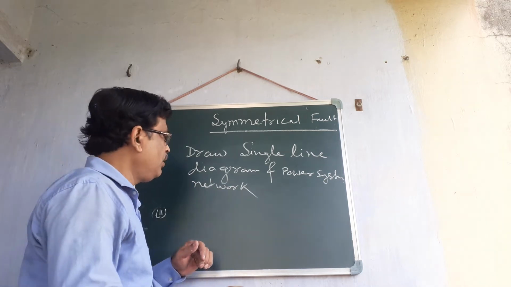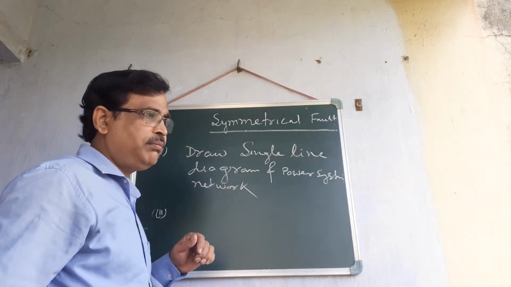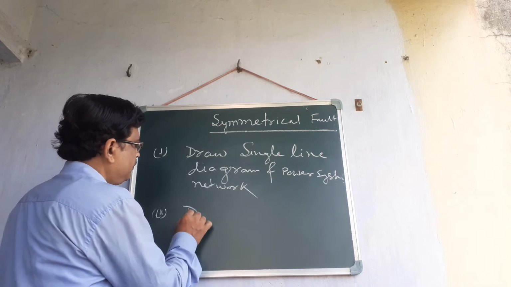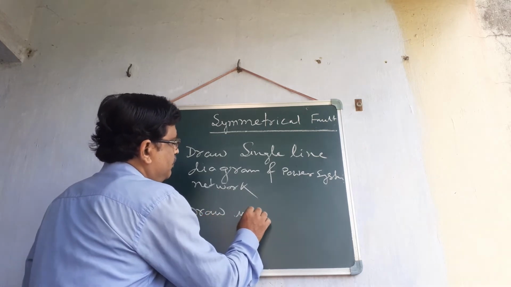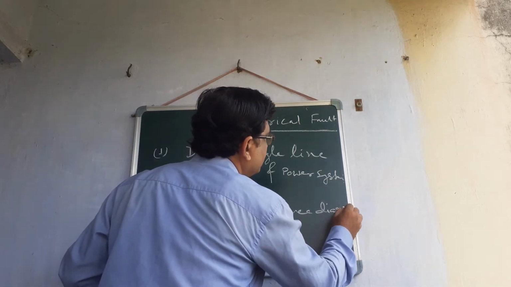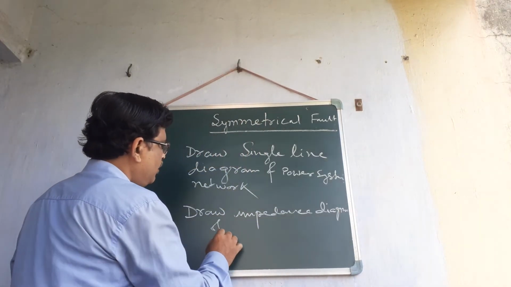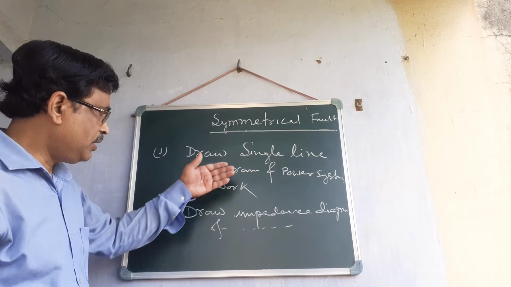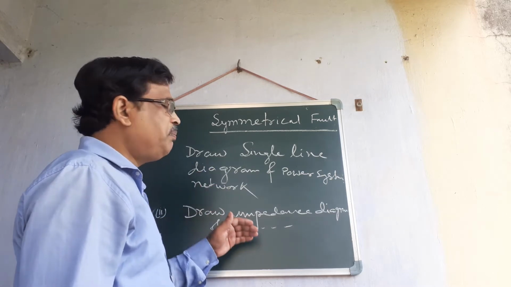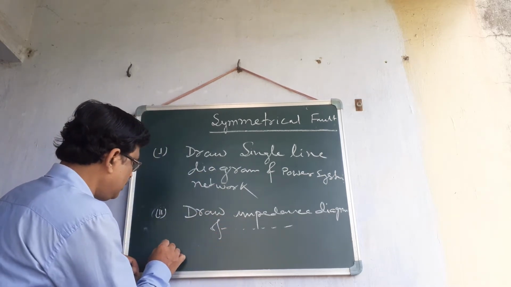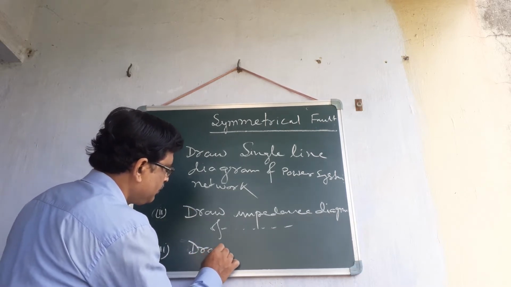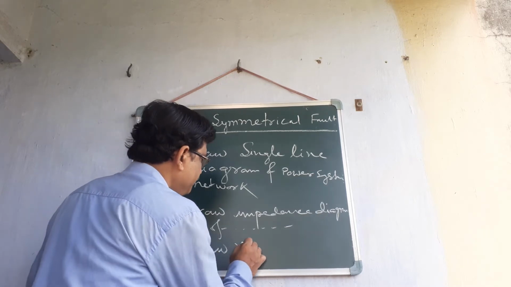Then your next job is to draw, from the single line diagram, the equivalent circuit or impedance diagram of the same network. First draw the single line diagram, then its impedance diagram, and third, draw the reactance diagram.